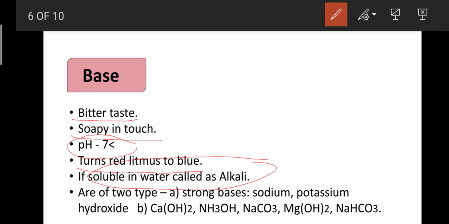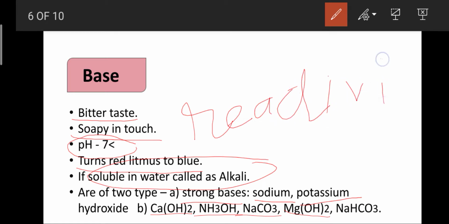Now bases are also of two types: strong bases and weak bases. Strong bases are sodium hydroxide, potassium hydroxide, etc. And weak bases are calcium hydroxide, ammonium hydroxide, sodium carbonate, magnesium hydroxide, etc. Now the difference between strong bases and weak bases is their reactivity. Those which are more reactive are called strong bases, and those which are less reactive are called weak bases.